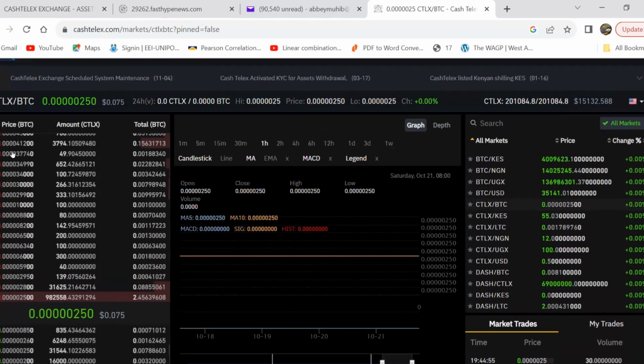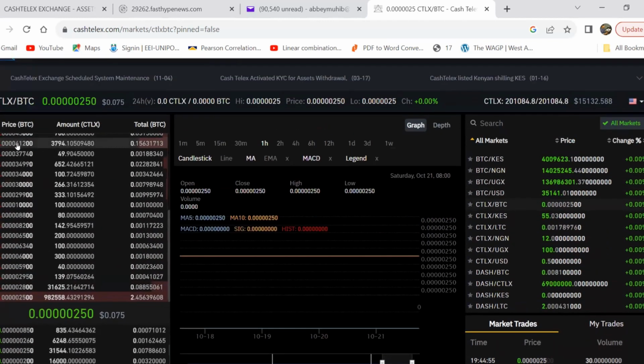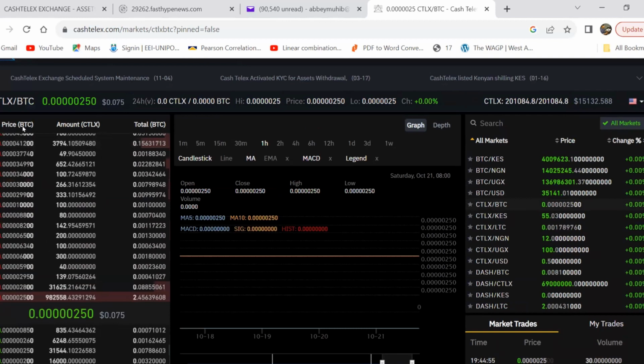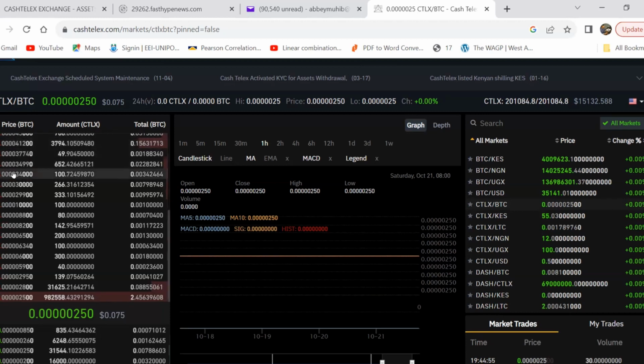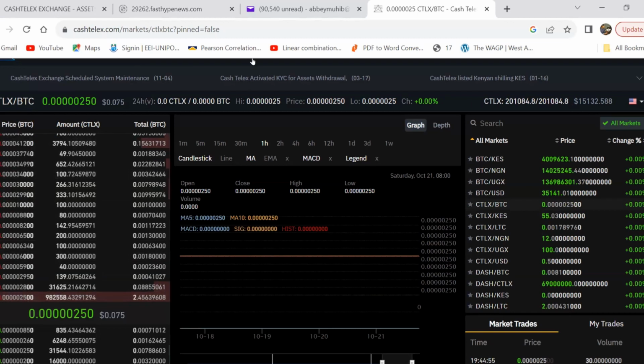So let me just explain some things here. You see price BTC, you see amount CTLX, you see total BTC. Don't get confused. Price BTC is telling you the price at which this person placed a trade. Let's use the last one here. This price that you are seeing here is the price we have in our exchange. Sorry, I didn't mention that.